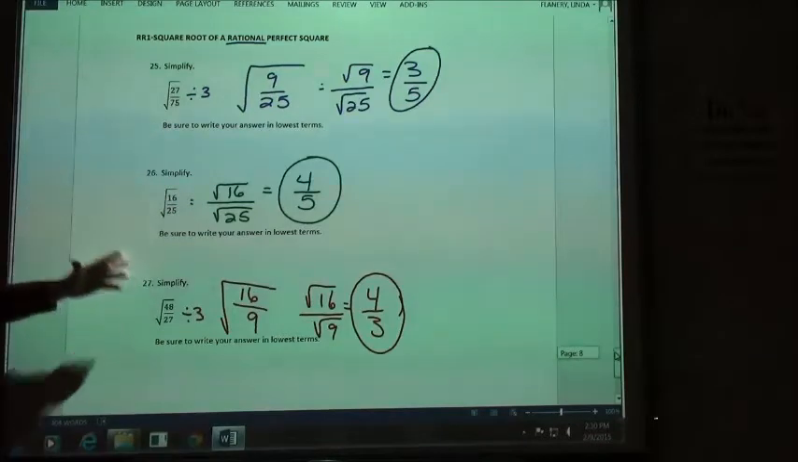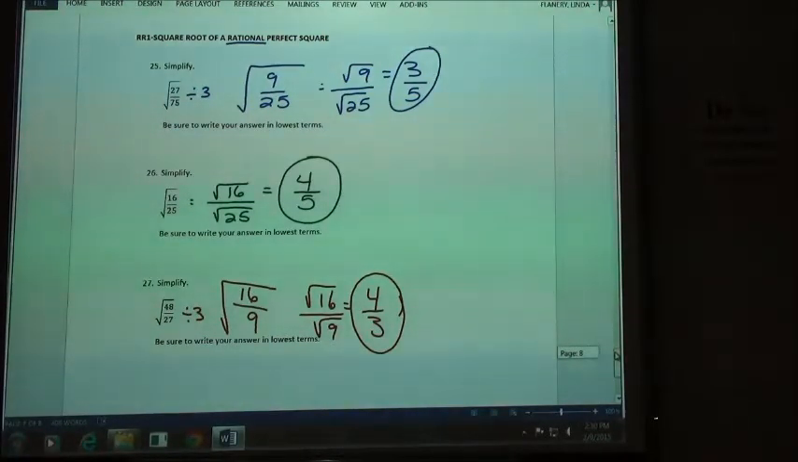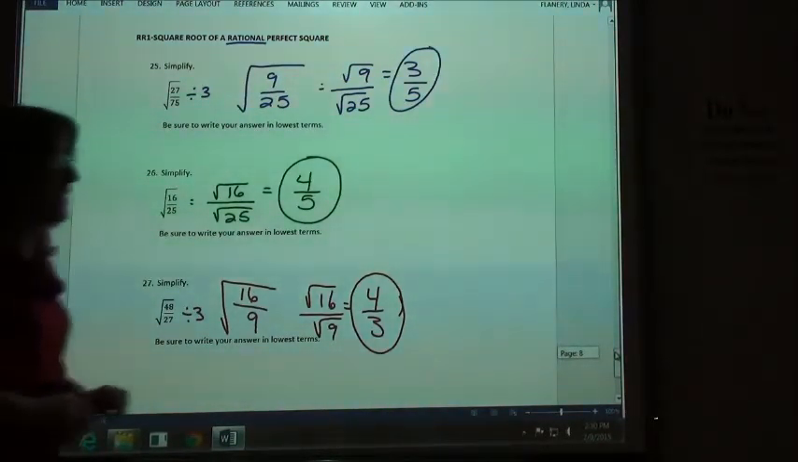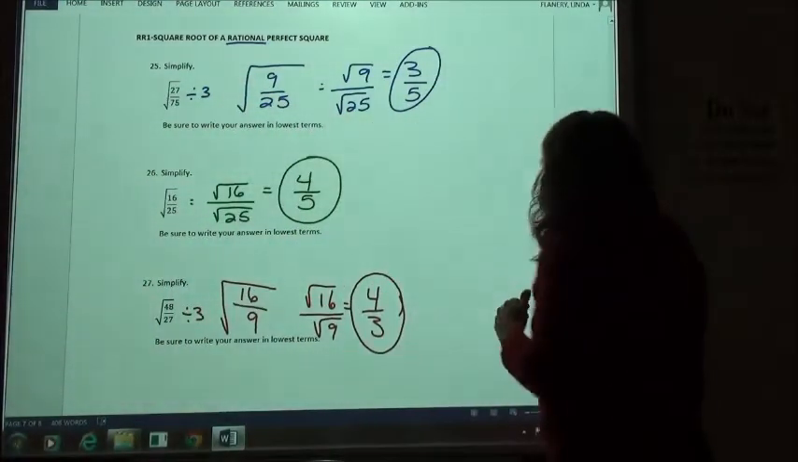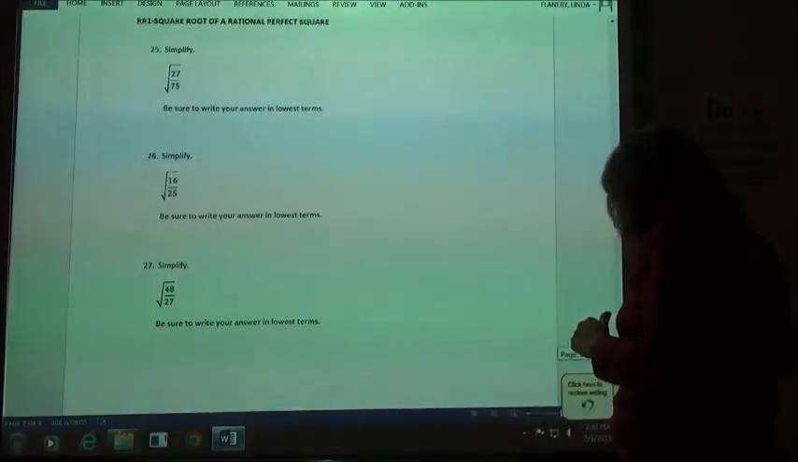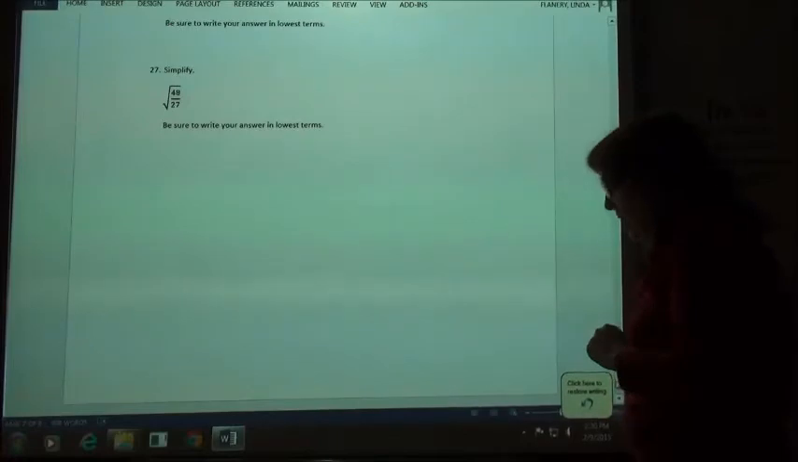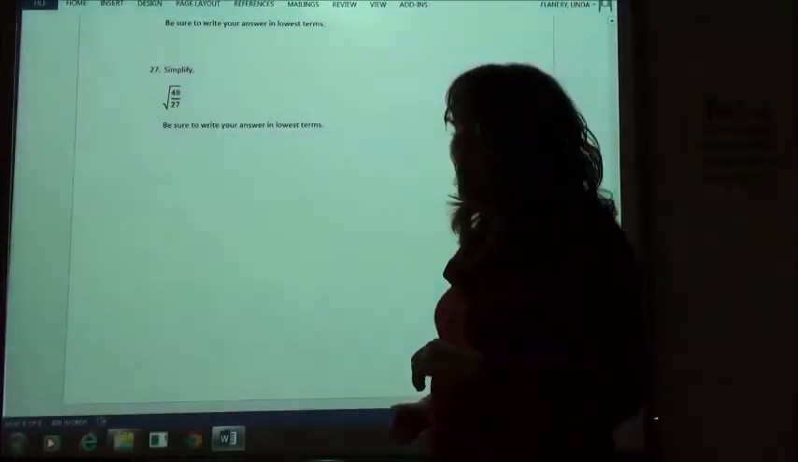So again, if you want to do them on the paper, check them with your calculator. I prefer you do them on your paper without your calculator, but if you want to check them, that's perfectly fine. And that should be the end of homework day 11.